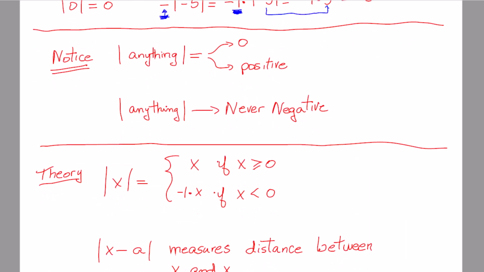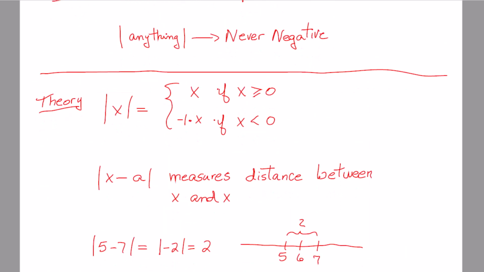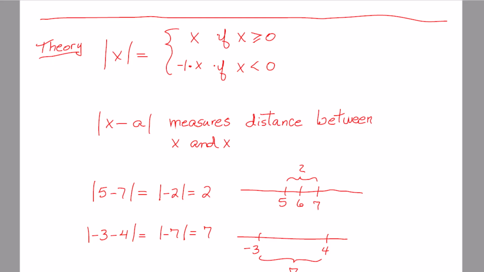So the formal definition, or the theory behind all this: the absolute value of x is exactly that same thing if the thing on the inside is greater than or equal to 0, and it's minus 1 times that thing if the item is less than 0.